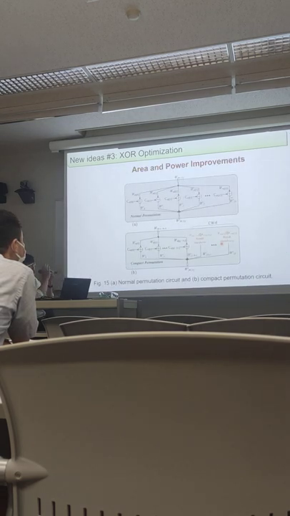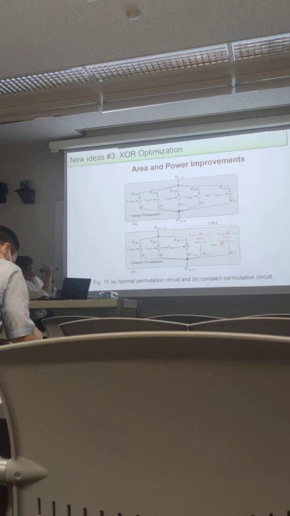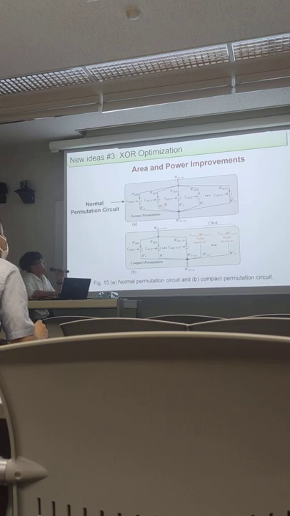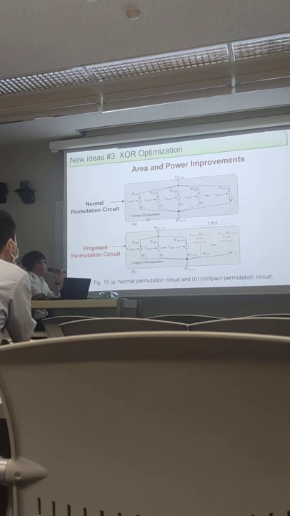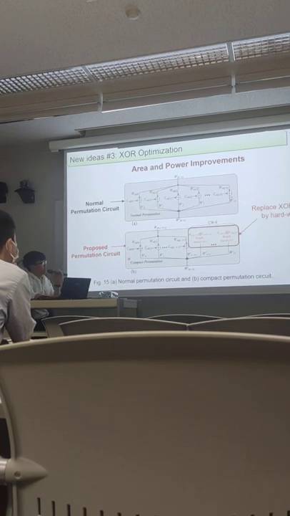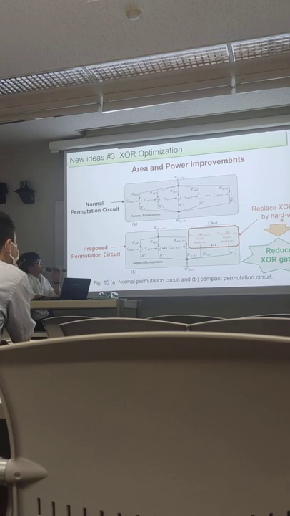Now, let's go to the general architecture. So our idea aims to reduce the area and power consumption. Now you can see here, this is a normal permutation circuit for any application, and this is the proposed permutation circuit in the blockchain mining, replacing several SHA gates by hard wire. We can reduce the SHA gates, and by reducing SHA gates, we can reduce area and also reduce the power consumption.